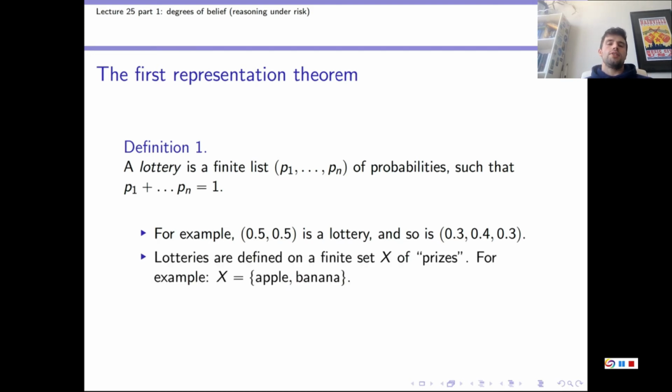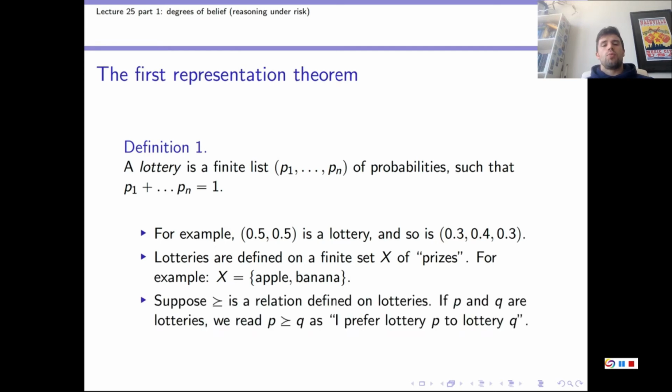Now we think of lotteries as being defined on a finite set X of prizes, so that you might have something like 50% chance of winning an apple or 50% chance of winning a banana. And the prizes in that case would be the apple and the banana. So your set X would consist of apple, banana. Now we assume we are someone who has a way to compare lotteries. And what this means is that we have a relation, curly greater than or equals to, on lotteries. And if P and Q are lotteries, we read P curly greater than or equals to Q as we prefer P to Q.